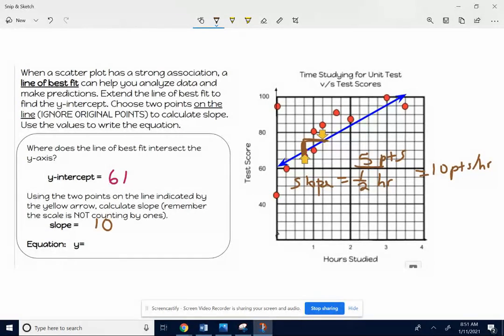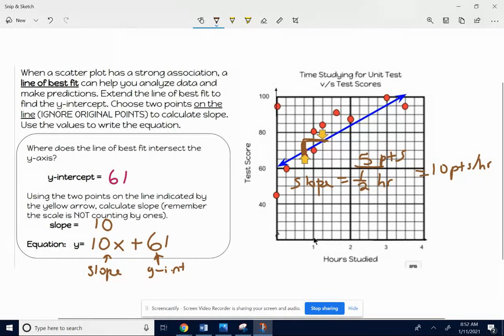The equation then is y equals slope x plus y-intercept. So y equals 10x plus 61. You remember that? The slope goes in front of the x, and the y-intercept goes after the plus. There's our line. On the next screen, it says predict the test score for 1 hour of studying and 2.5 hours of studying.